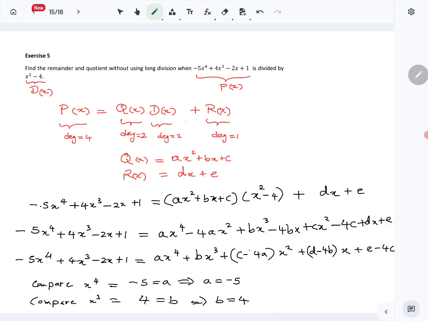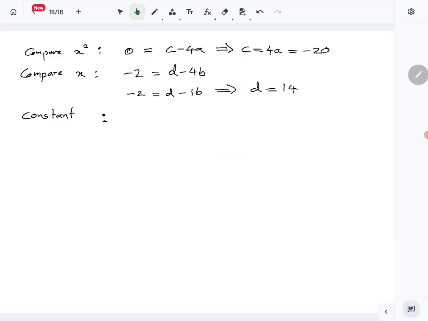Then finally the constant terms to get the e value. What is the constant term on the left hand side? 1. 1 has to be equal to e minus 4c. C is minus 20, so 1 equals e plus 80. So e is minus 79. E is minus 79, right.